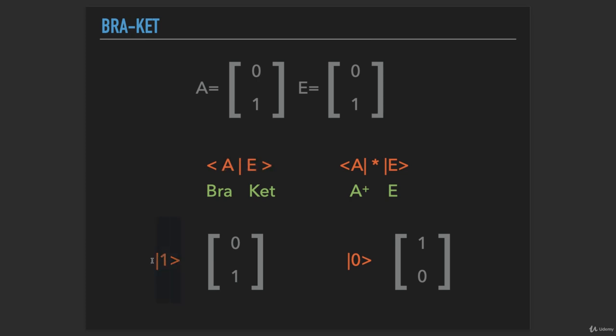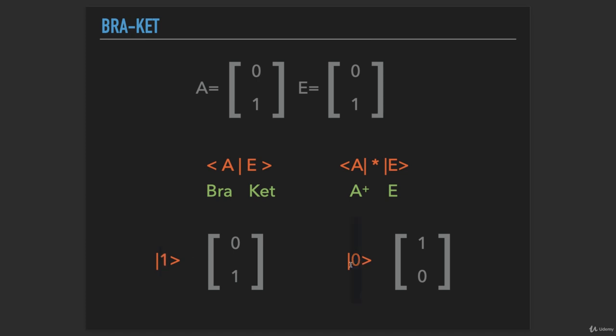But if you see a ket only, this one or that one, they represent some specific column matrices, some vectors. So in this case, for example, if you see ket 0, it means that we are talking about the state 0, which is 1, 0. And if you see ket 1, it means that we're talking about the vector which is 0, 1.